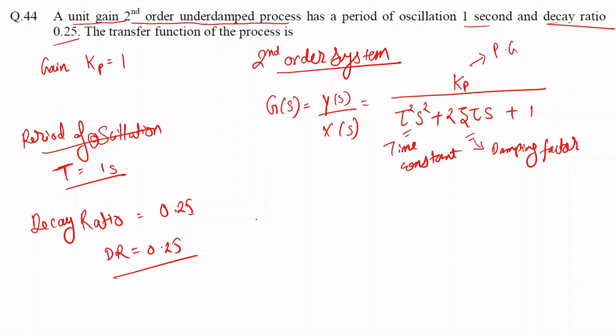Now the formula for decay ratio, these formulas we need to remember, can be found out by solving the output equation and then plotting it. Then from that plot between the set point and the actual output that has been measured, we can find out the features related to this decay ratio and period of oscillation. So from that plot we can find out that the decay ratio is basically exponential of minus 2 pi zeta upon under root of 1 minus zeta square.